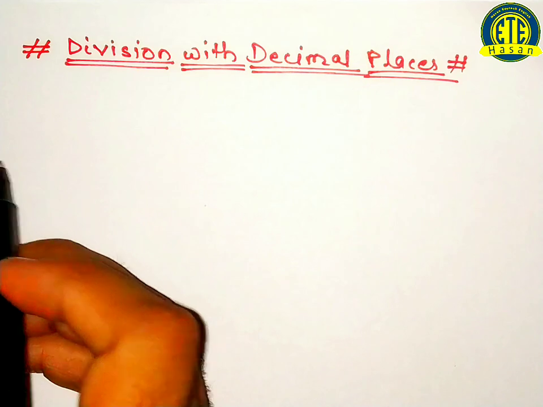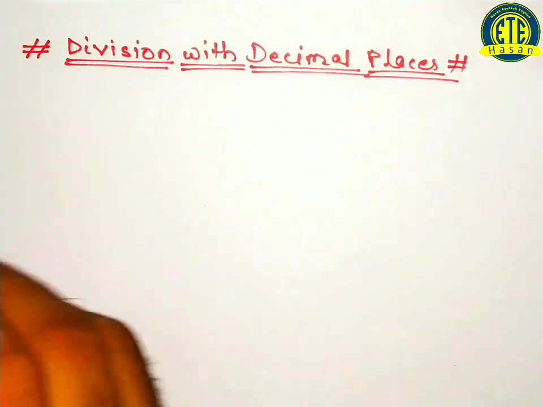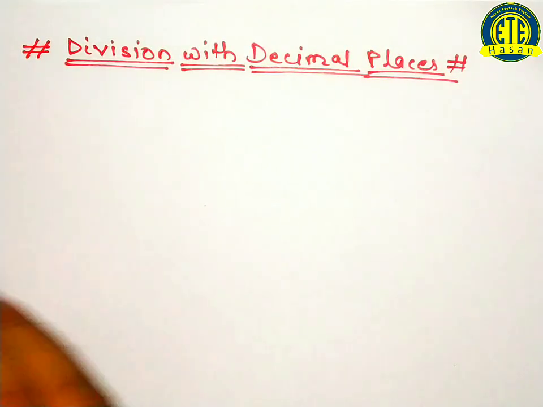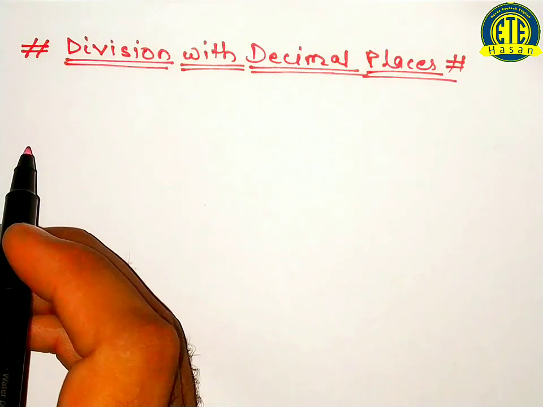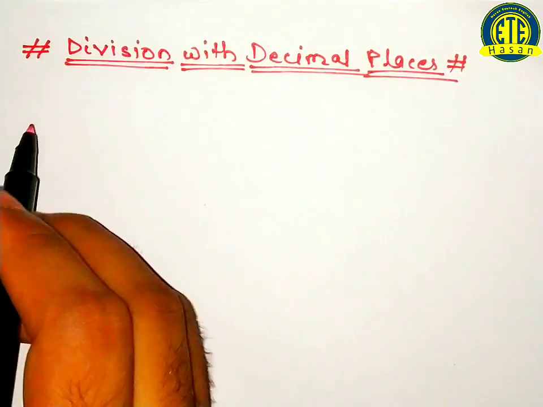Today I will teach you division with some decimal places. In the previous lecture, we dealt with single digit and double digit division, and the result we got was a question with a remainder. Today I will deal with this division with some decimal places so that the remainder will be minimum. Minimum means it tends to 0. So let's take an example.